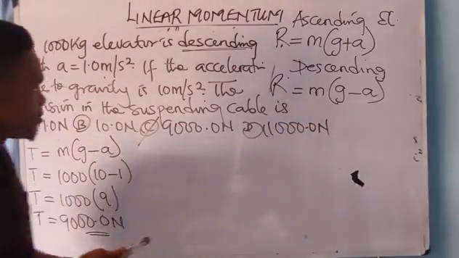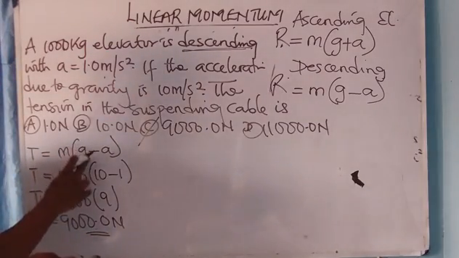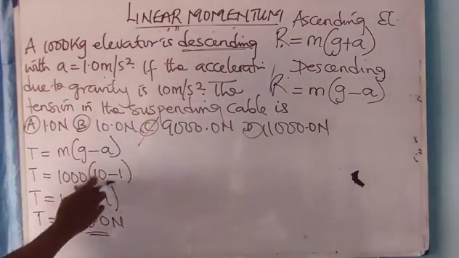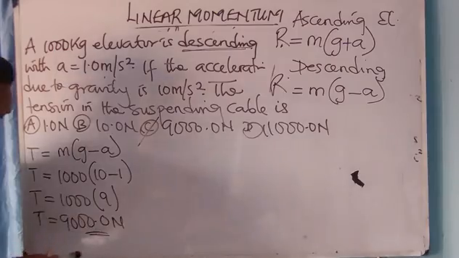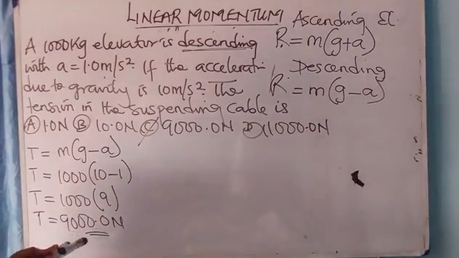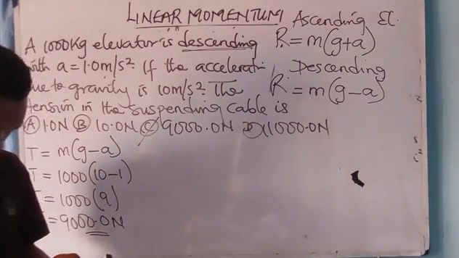Do you get? So that is the formula. The mass is 1000. Acceleration due to gravity is 10. Then the acceleration it used to move is 1. So 10 minus 1, we have 9, then 1000 times 9 is 9,000. Okay, so that is for that. Let's solve more questions.